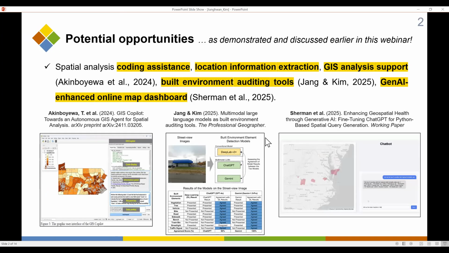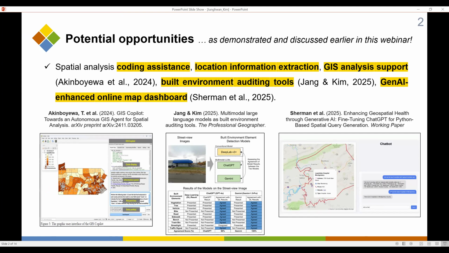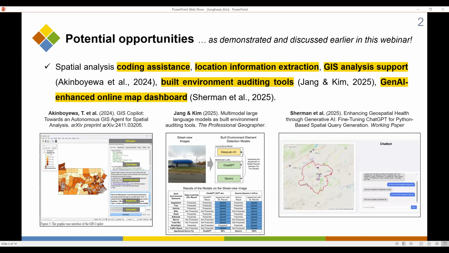So as our speakers already successfully demonstrated, generative AI has great potential to be integrated with GIS analysis and geography education, such as coding and spatial analysis assistance, etc. For instance, a group of researchers at Penn State University has developed GIS analysis support, such as GIS Copilot. In my group here at Virginia Tech, we focused on AI-based built environmental auditing tools that can be used for urban planning, and also a generative AI enhanced online map dashboard, and so on.